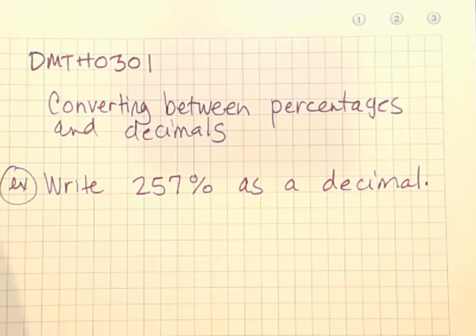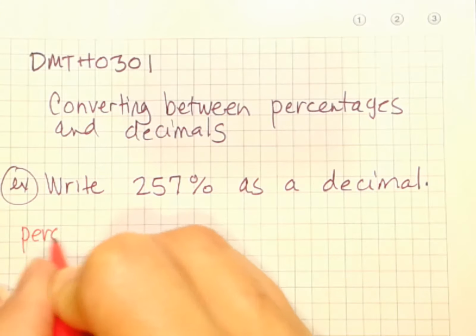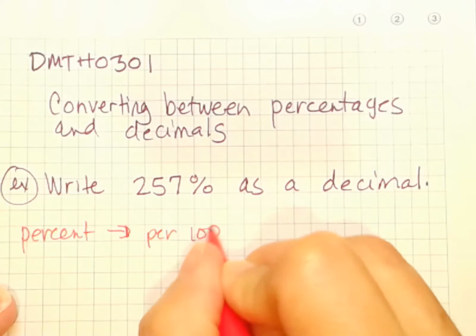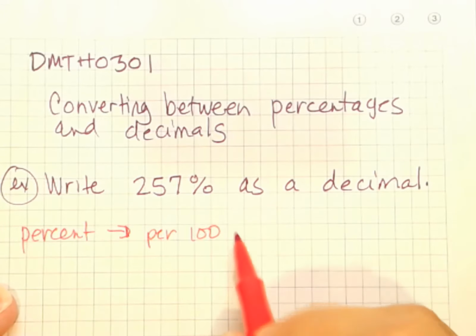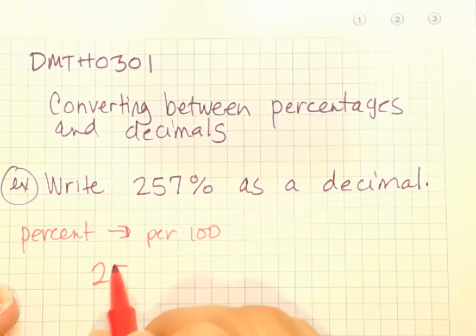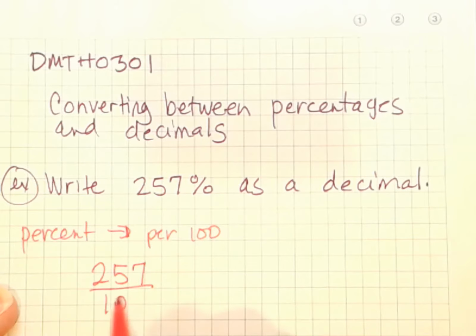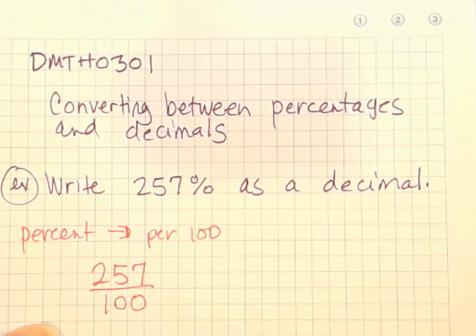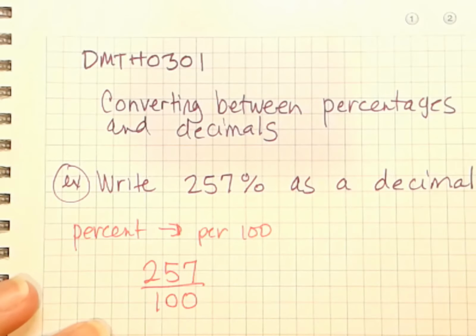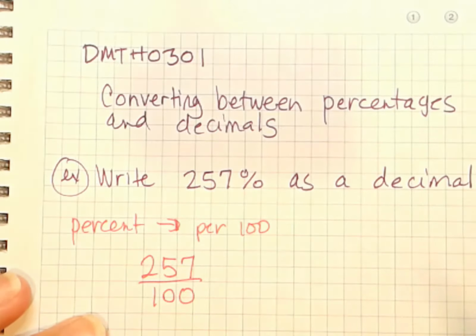The word percent means per 100. Okay, so if I were to look at this 257%, what it technically means is 257 over 100. So if I wanted to, I could take my calculator and take 257 and then divide by 100. Okay, and that would give me my decimal.